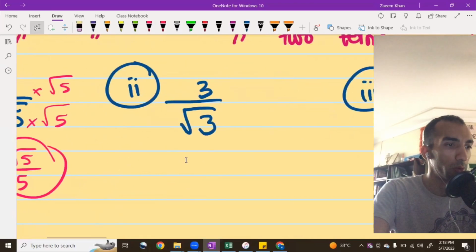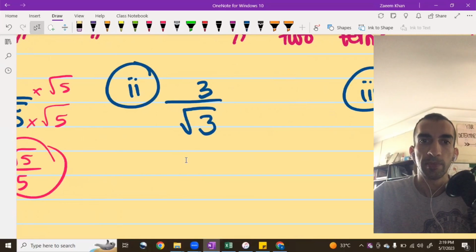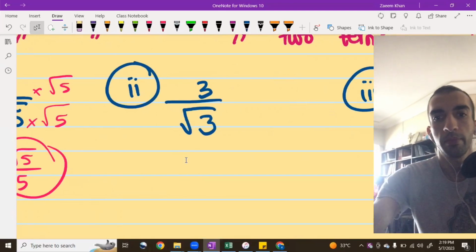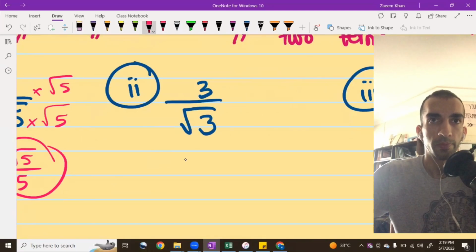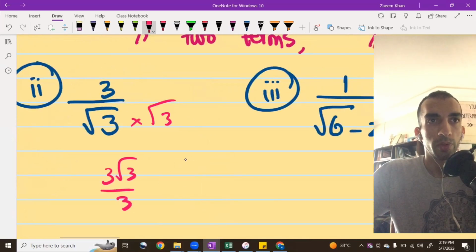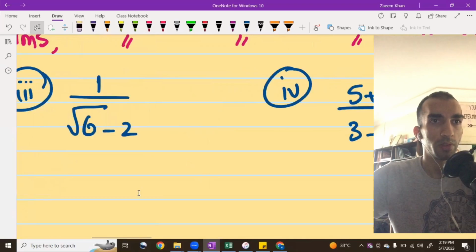Can you give me the answer for part 2? Just 3 square root 3 over 3. Come again? 3 square root 3 over 3. Let's see. If I were to multiply this with square root of 3 and this with square root of 3, I will end up with 3 square root of 3 over 3. Well done. Give this a try.